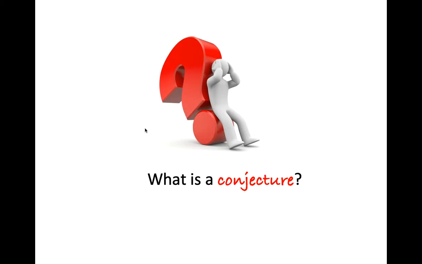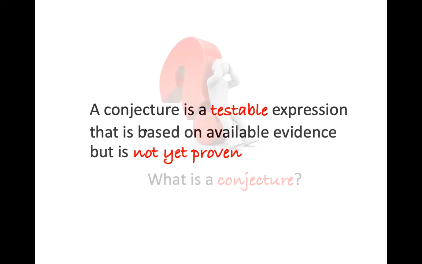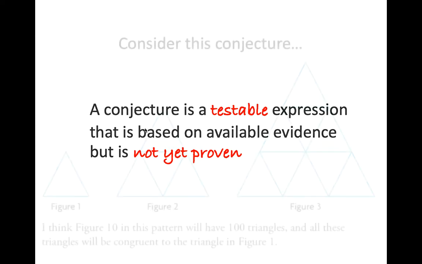Let's explore these new words just a little bit and ask, okay, what's a conjecture? A conjecture is a testable expression that is based on available evidence but not yet proven. So we can test it, we can try it out to see if it's true or false, but it hasn't been proven. It's a conjecture.